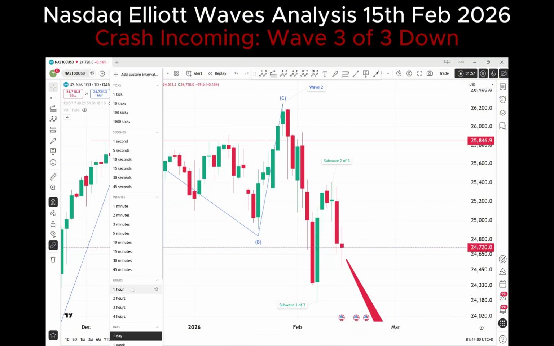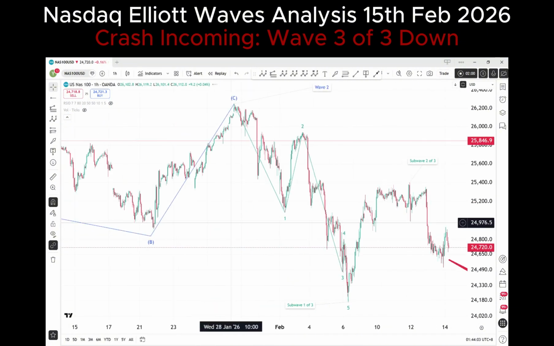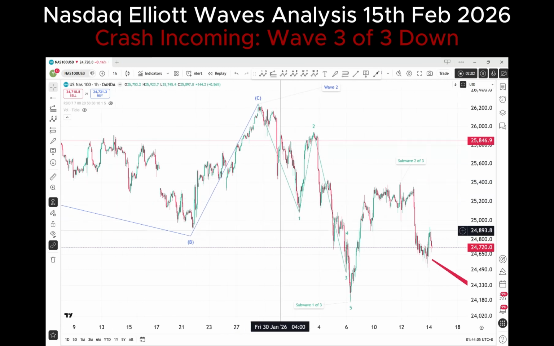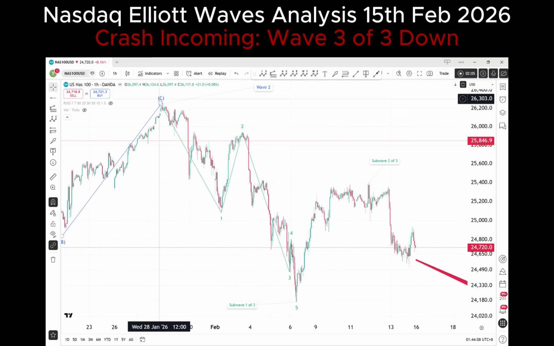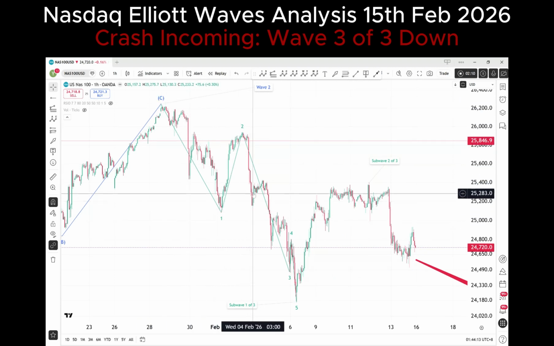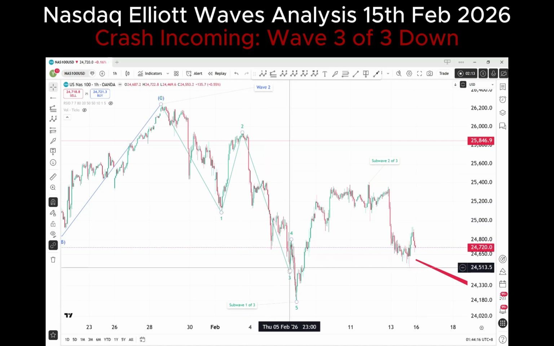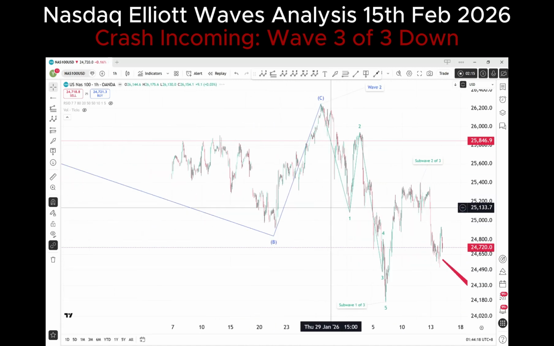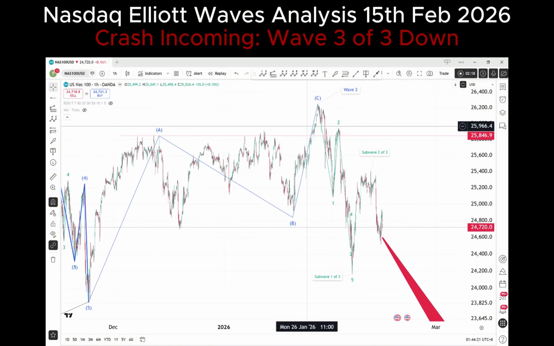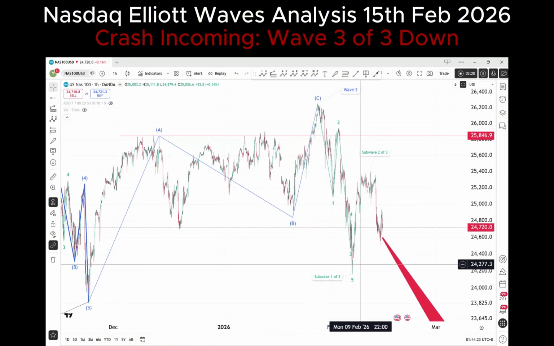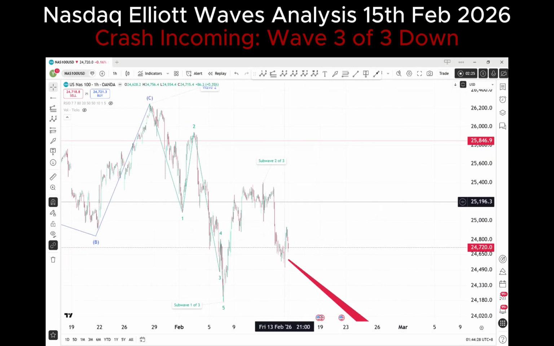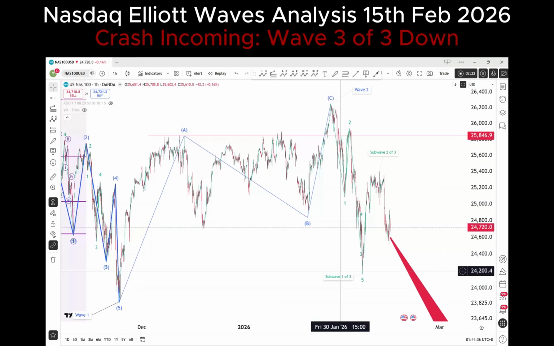Now if I go into the hourly, I actually have the breakdown for the waves here. You see over here you have a 1, 2, 3, 4, 5 as wave 1, wave 2, then 1, 2, 3, 4, 5 as wave 3, wave 4, and then a wave 5. When you zoom in, you can see the breakdown of this wave 1 of 3, and then we have a wave 2 of 3. What happens now is that we have this subwave 1 down, wave 2, and I believe we are going to a wave 3 of 3 down.